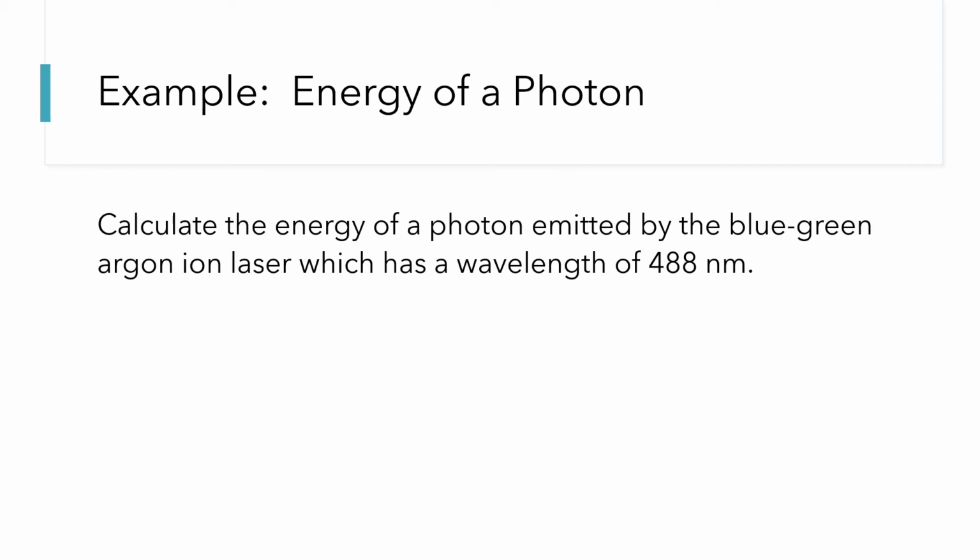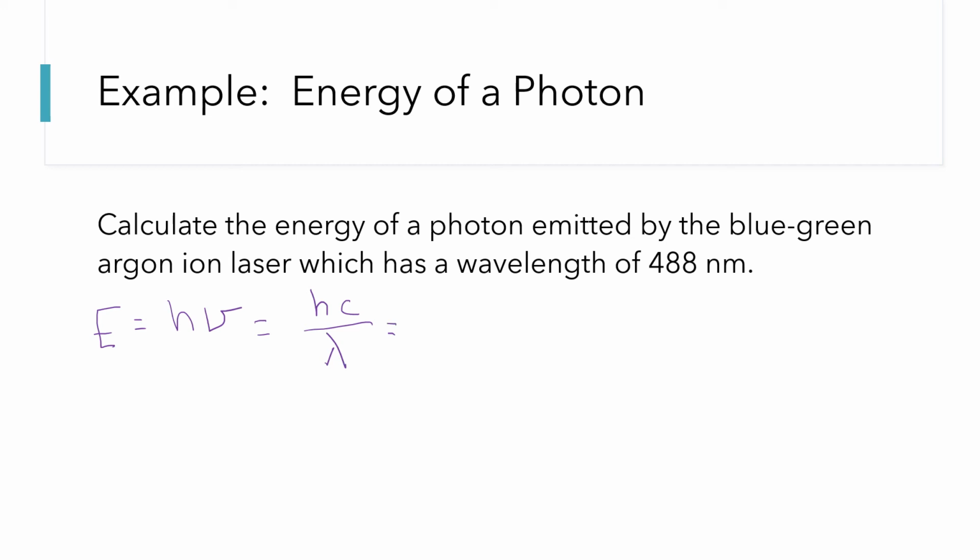As an example of the type of calculation you might do on light, let's calculate the energy of a photon that's emitted by the blue-green argon ion laser at a wavelength of 488 nanometers. Well, E, the energy of that photon, is equal to h nu. That would be great if I had the frequency, but I don't. I have the wavelength, so let's use the other form. E is equal to hc over lambda.